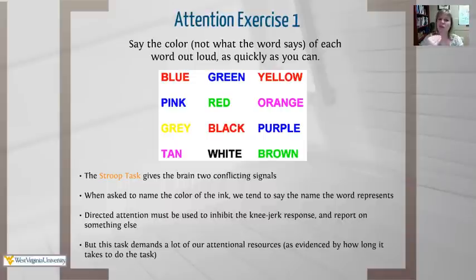It requires less attention for us to read these words. But then when we have this competing signal that needs to be attended to, well, okay, what's written is blue, but it's in red, and I need to say red, right? Now your attention's divided, trying to decipher between those conflicting signals. You've got to actually suppress this knee-jerk response to say blue, even though the word is written in red. I can't even do it when I'm talking to you, you see?